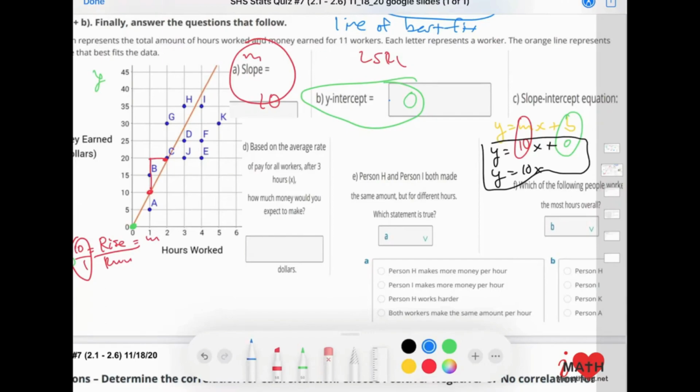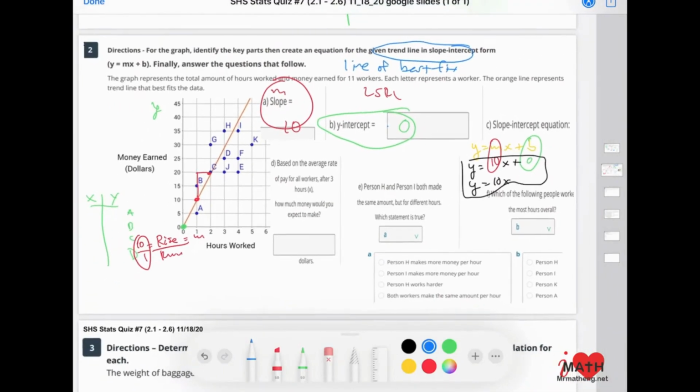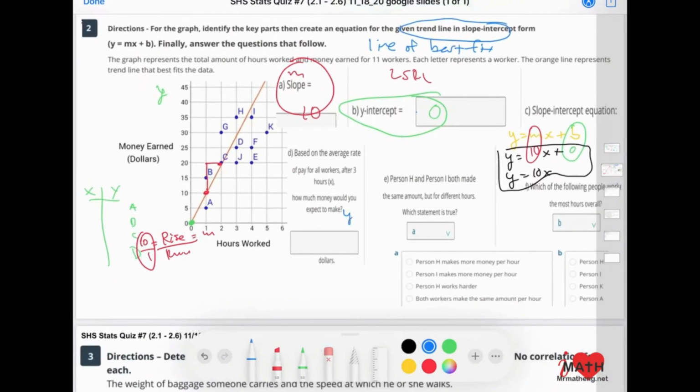D. Based on the average rate of pay for all workers, after 3 hours, how much would you expect to make? So money earned on the graph is the y, and hours worked, that would be your x value. So x equals 3 here. So I'm just going to use the equation we just wrote, y equals 10x, and just simply put in x equals 3 here, and I get y equals 10 times 3, which gives me y equals 30 is my answer. How much money would they make? $30.